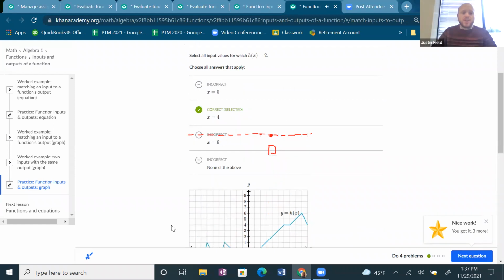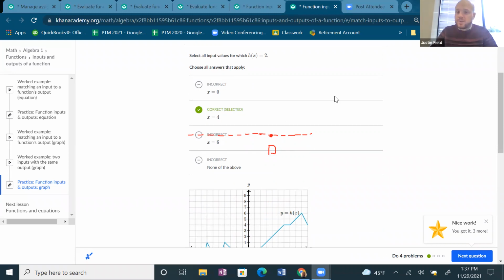All right. Well, have some fun with your functions, and we are definitely going to build on this. This is only the beginning of functions.